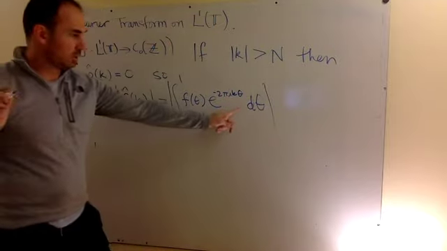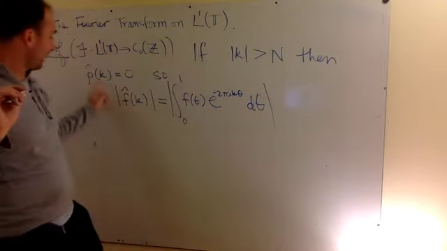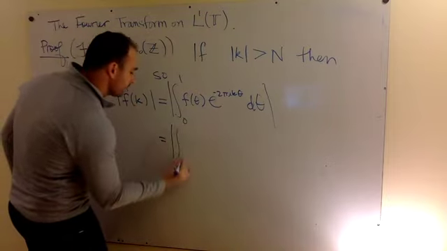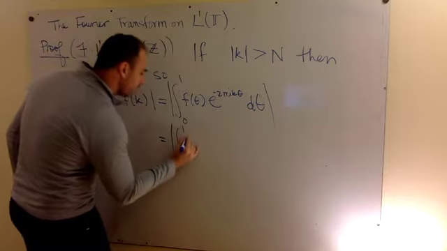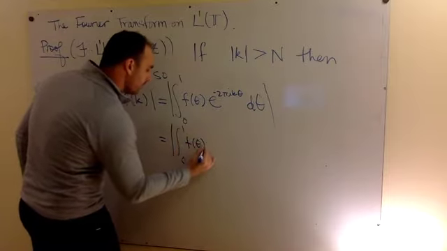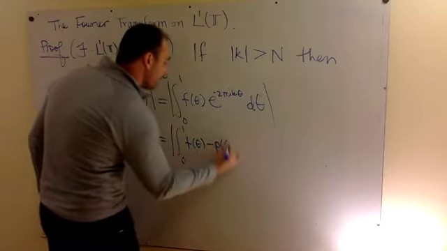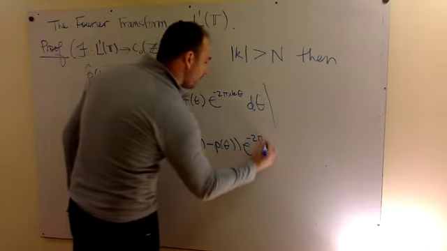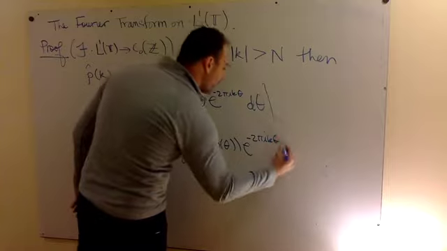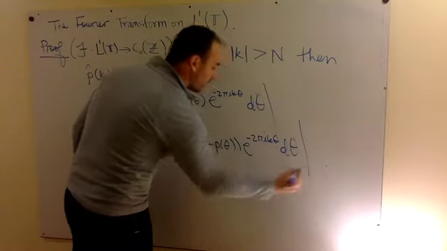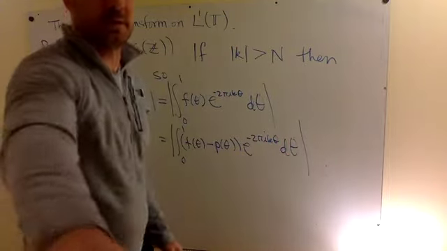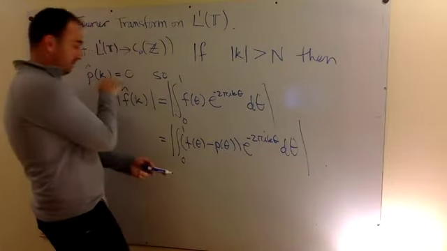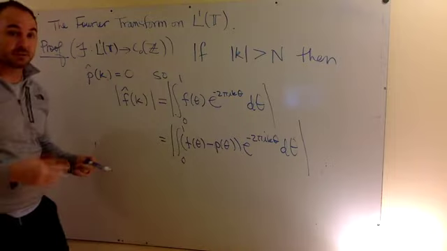And now what I'm going to do is add in 0. I'm going to add in the p hat k's. And what this is equal to is the integral of f(theta) minus p(theta) times e to the minus 2 pi i k theta d theta, like so. All right, so remember this piece right here, it's just zeros. It's p hat k, which is 0 if you look at the definition.